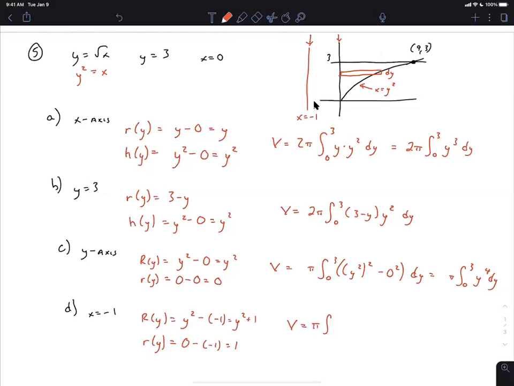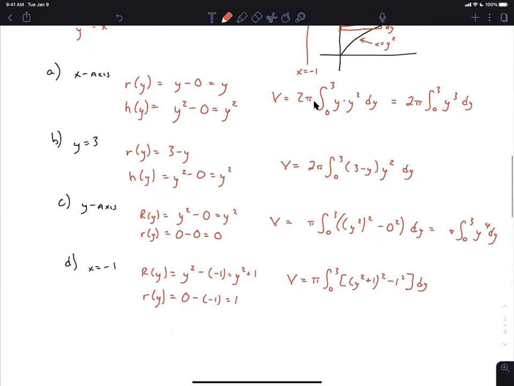So volume is pi times the integral from 0 to 3, big R squared, so y squared plus 1 squared, minus little r squared, dy. And then just to get you started on this, you now square that binomial. And so you get y to the 4th plus 2y squared plus 1 minus 1. And then the 1 and the -1 obviously cancel, and you have some power rule stuff to do. Does that make sense, everybody?